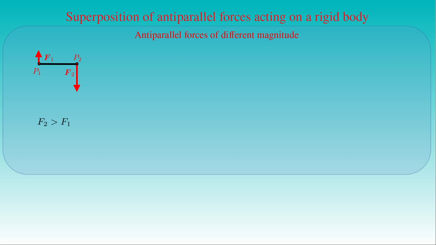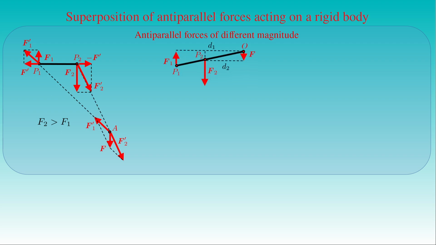We apply the pair of the auxiliary forces F' and minus F' at the points P1 and P2 and determine the net forces F1' and F2' acting at the points P1 and P2. Then we translate these forces to the point of intersection A of their lines of action, and determine the net force F by using the parallelogram law.